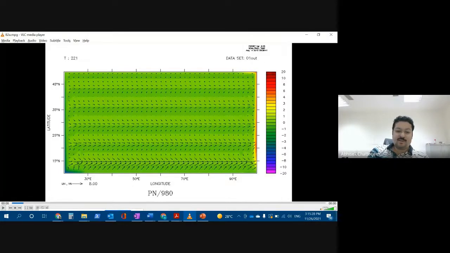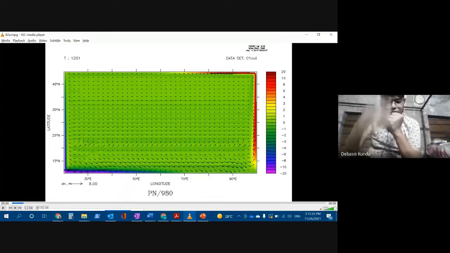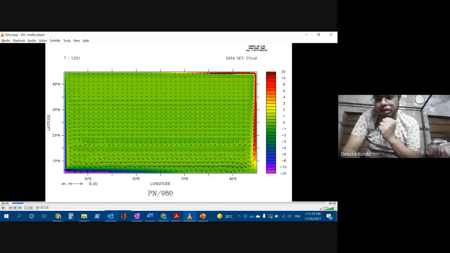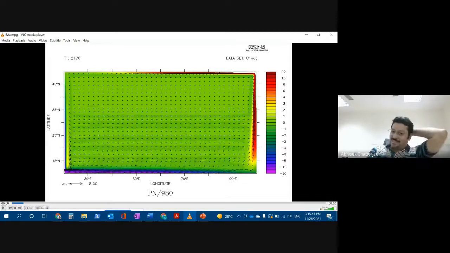Let's look, but I don't know how to go back. Sir, the bottom one, the wavelength is so small, and the upper one, the wavelength is large, I think. Yeah, that is because of something different. I'm not talking about that.